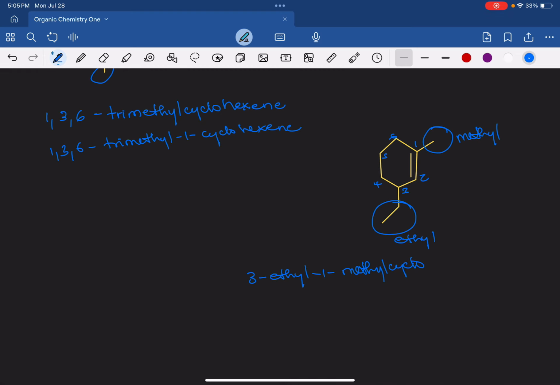6 carbons in the ring, so it's going to be cyclohex. Double bond makes it cyclohexene. A mistake that students commonly make: it's not the number that you put at the beginning, it's alphabetical order.